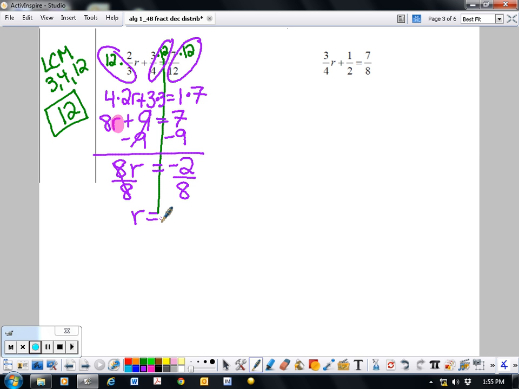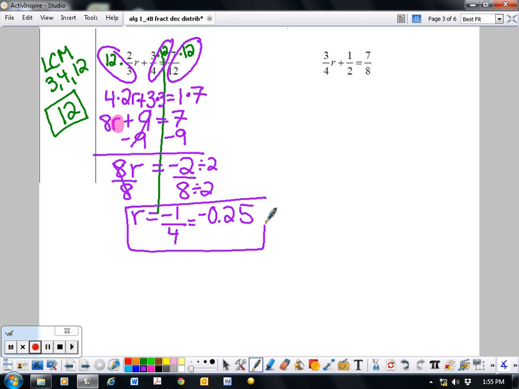And so here, you can divide and turn into a decimal, or you can reduce the fraction. This does reduce, so you must reduce it. So this can divide by 2. This can divide by 2, which gives me negative 1 on top and 4 on the bottom. If you turn it into a decimal, it'd be negative 0.25. Both are correct and completely valid answers.